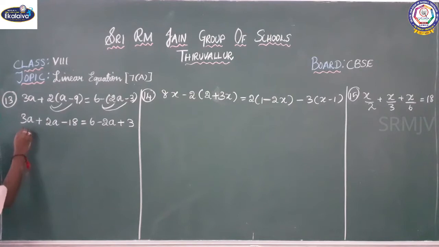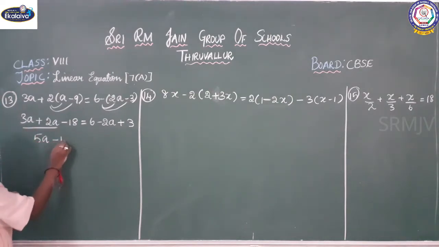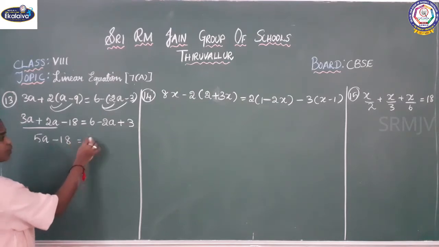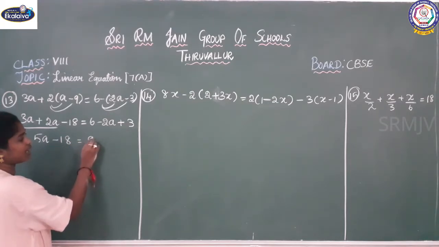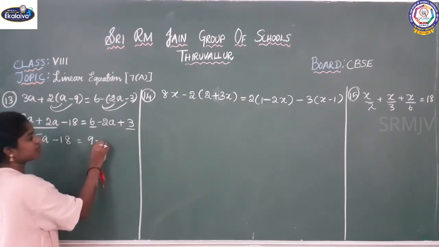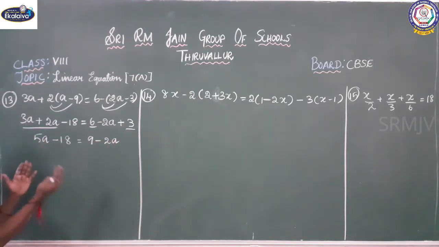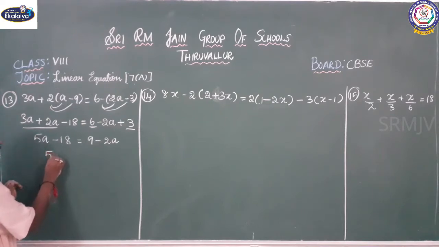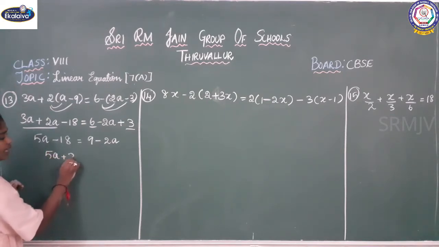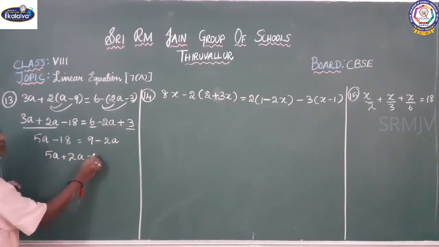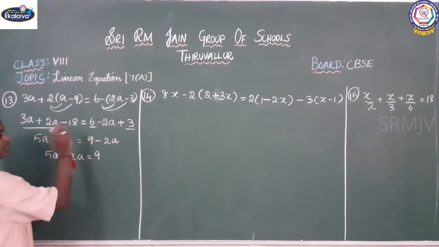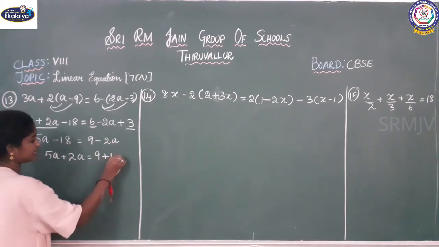Okay, yes. What is 3a plus 2a? 5a. 5a minus 18 is equal to, what is 6 plus 3? 9. Okay, minus 2a. Okay, now we are going to bring all the a's one side. 5a plus 2a is equal to 9. Minus 18 becomes plus 18.